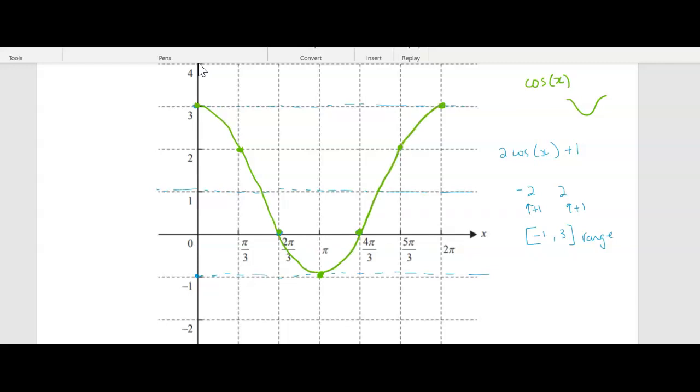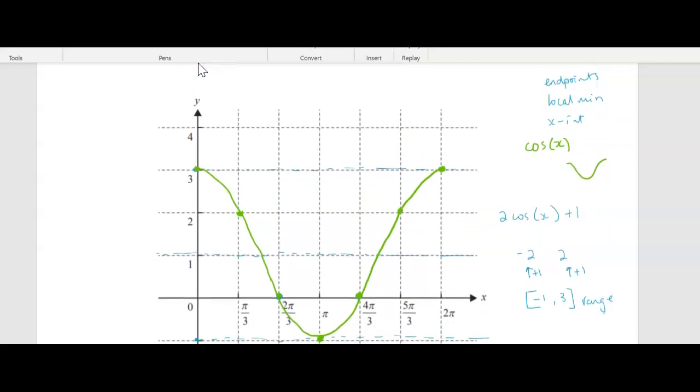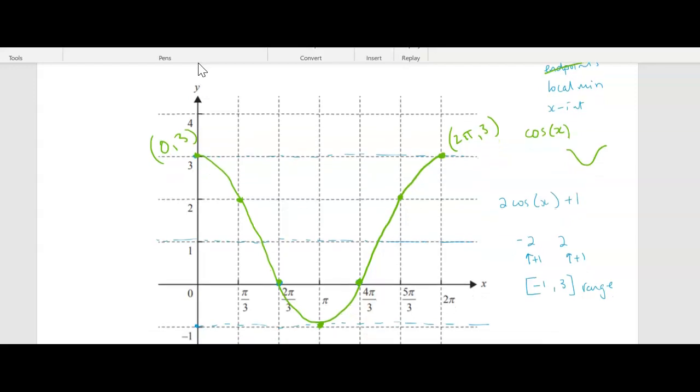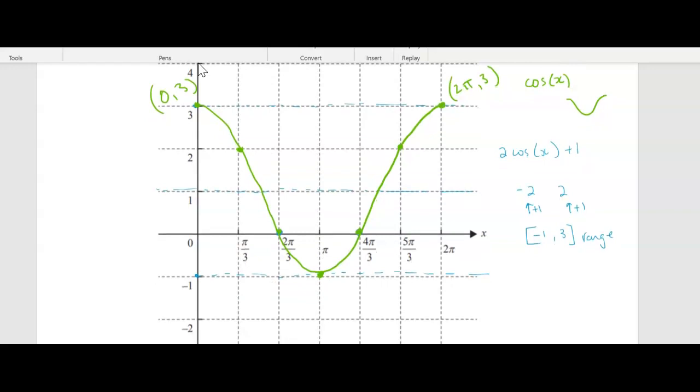Remember, we've got to tick off. So our endpoints we need to label. This point here, even though we can clearly see that it's 0, 3, we need to label it. So 0, 3, and our other endpoint is 2 pi on 3. Took me a while. So we've done that. Great. And it didn't ask us to do the x-intercepts, so I'm not going to do them. And the local minimum is pi, -1.